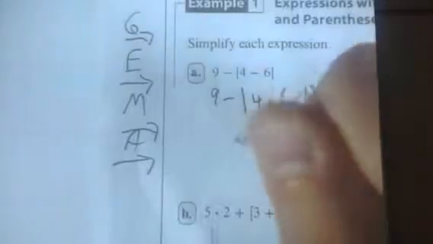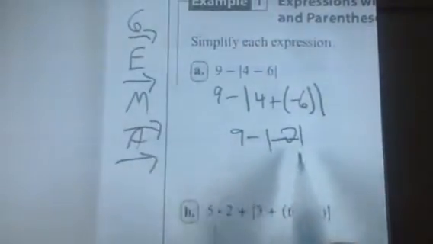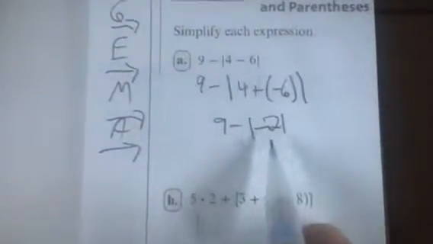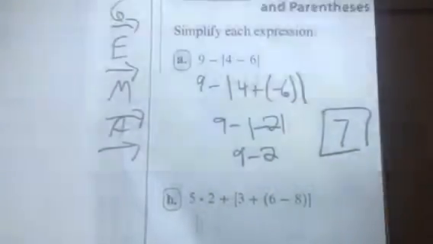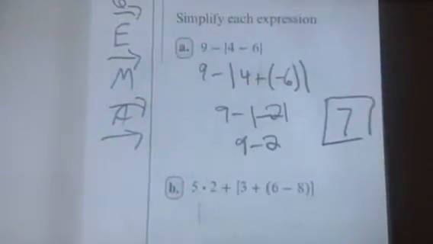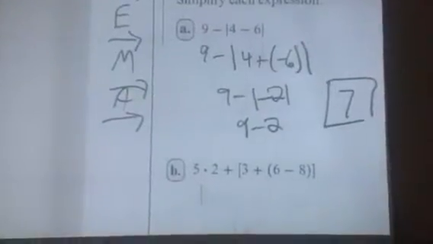I bring everything else down. So I've got 9 minus the absolute value of negative 2. Now I take the absolute value of negative 2, which is 2. And then I've just got to bring down that 9. 9 minus 2 should give me a 7. Okay? So I work inside my symbols of inclusion first.